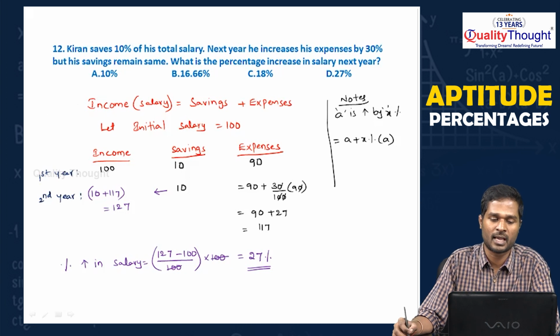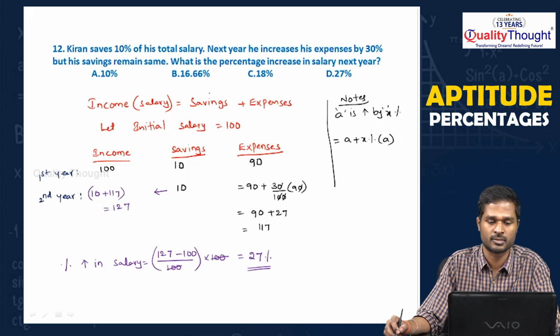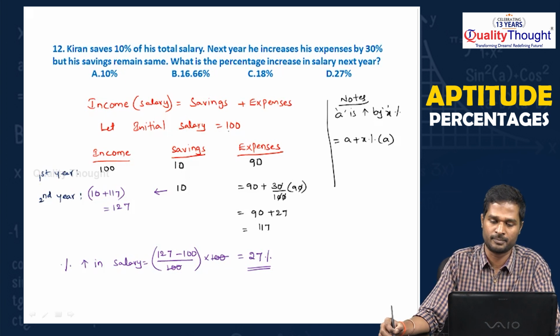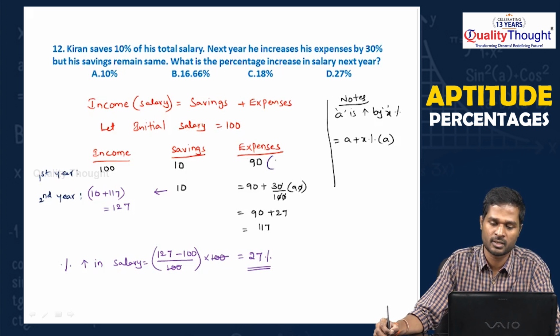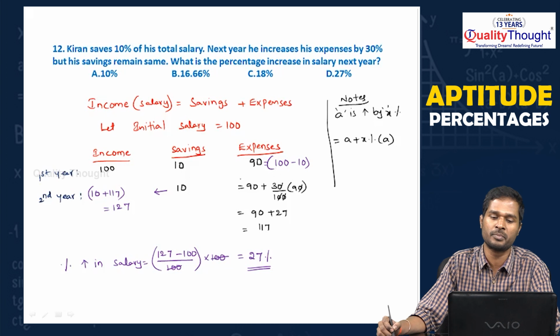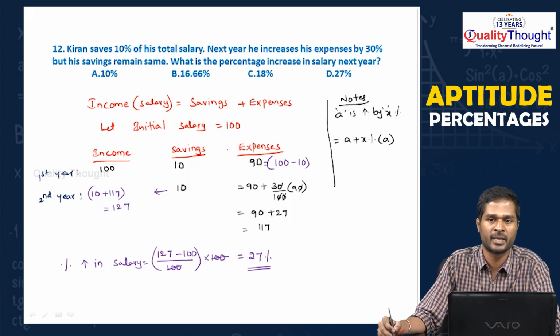So the income is calculated as, income or salary is nothing but a combination of savings and expenses. So consider his initial salary as 100. If you want, you can consider it as percentage or take it as 100 rupees. See, in the first year, out of 100 rupees, 10 rupees went for savings, and expenses are 100 minus 10. In 100, 10 rupees I saved, that means the remaining 90 rupees I used for my expenses.